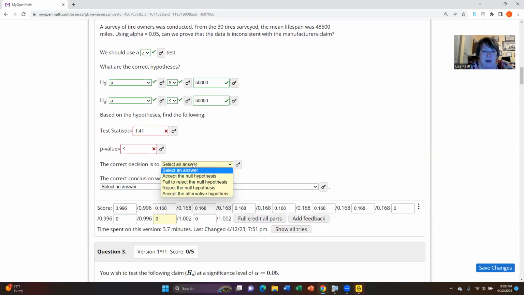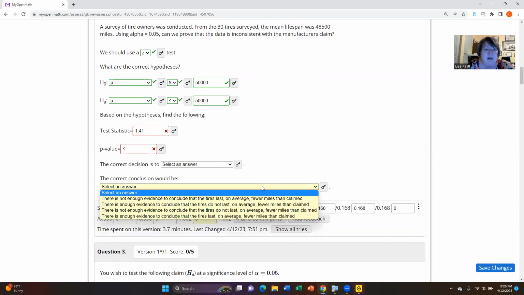So what are we going to do? We're going to fail to reject the null hypothesis. The p-value is sufficiently high, it's bigger than alpha, that we can't reject the null hypothesis. So we fail to reject. So what's the correct decision? The correct conclusion, that is. Let's see what we got here. There's not enough evidence to conclude the tires last on average fewer miles than claimed.